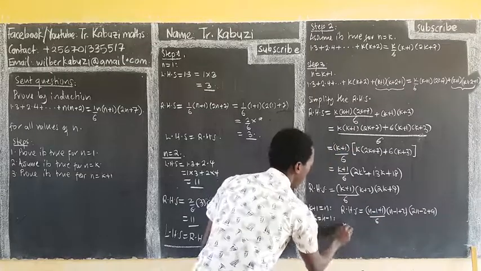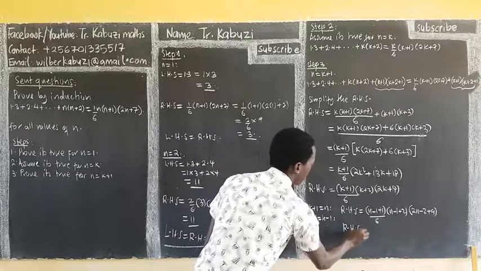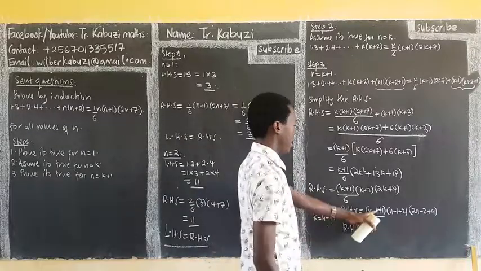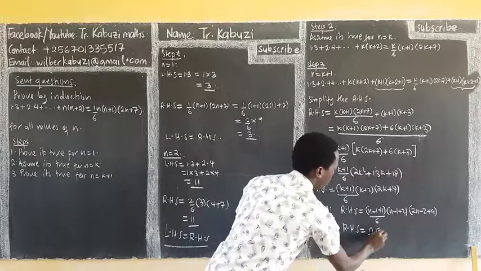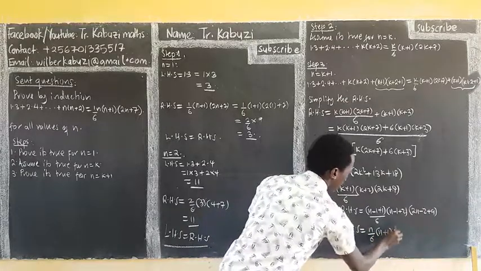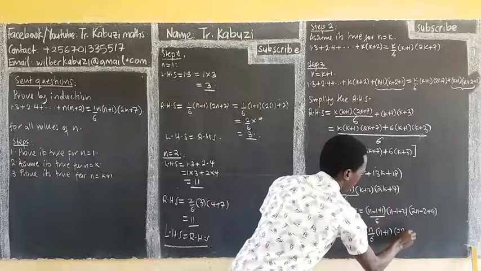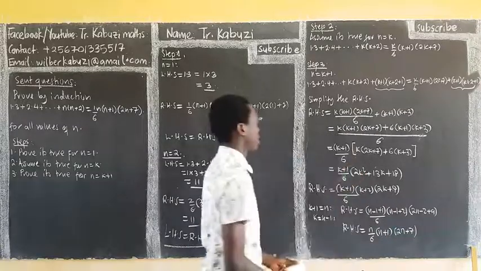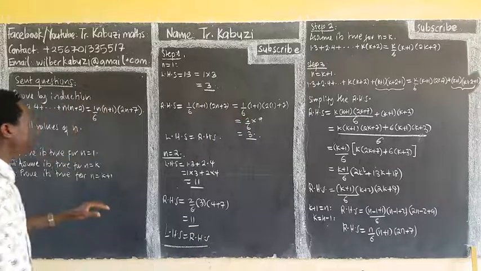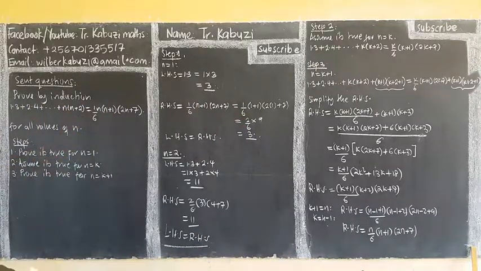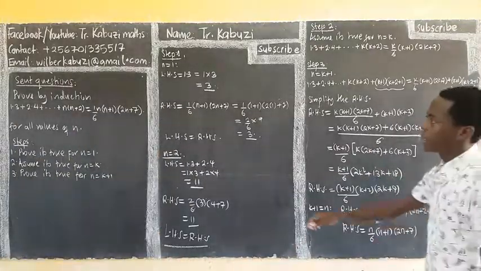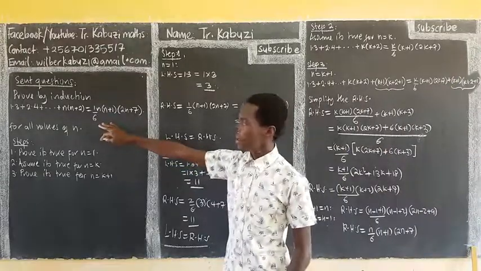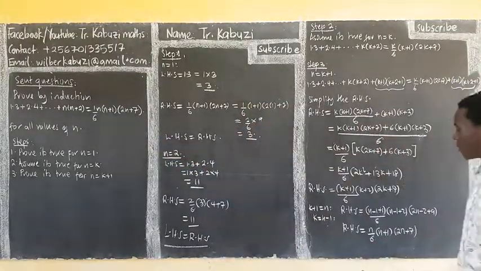So that our right hand side is equal to, this will cancel, have n over 6 into, this will be n plus 1, then 2n plus 7, and you see that our right hand side is equal to our left hand side, as you can see. Then we conclude. So the right hand side is all we wanted to prove. So our proof is there.